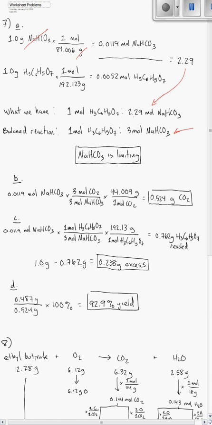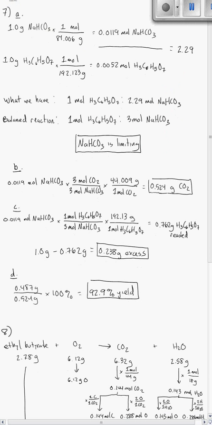Let's compare that to the balanced reaction. Our number is less than the number in the balanced reaction. That indicates that we have too little sodium bicarbonate. If we have too little sodium bicarbonate, our sodium bicarbonate is limiting. So that's the answer to part A.